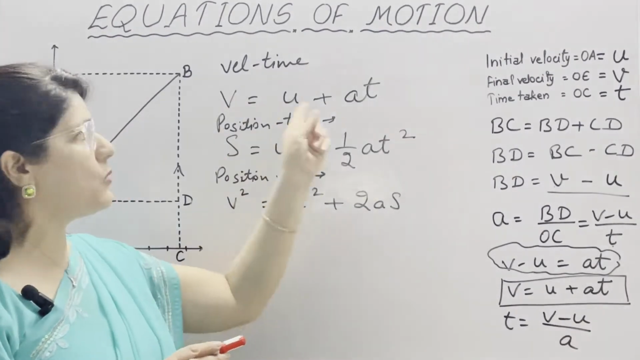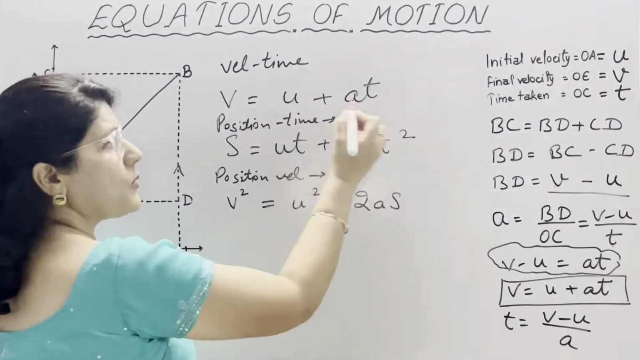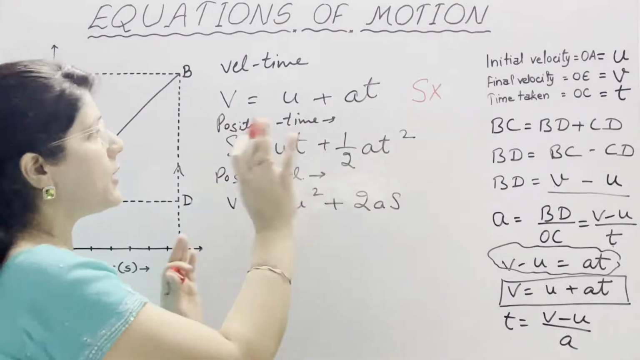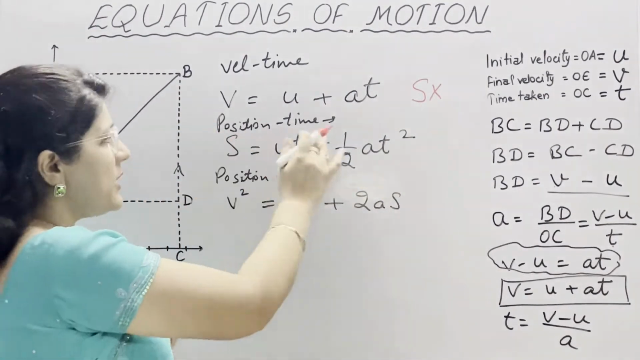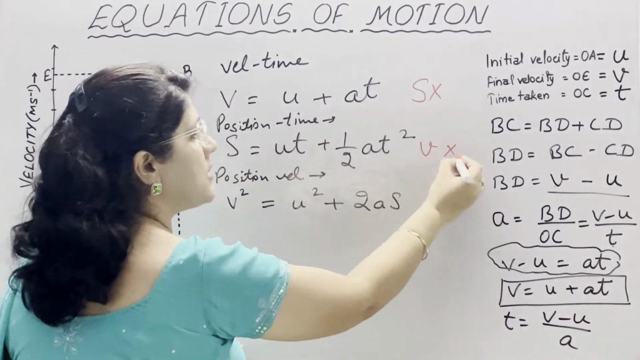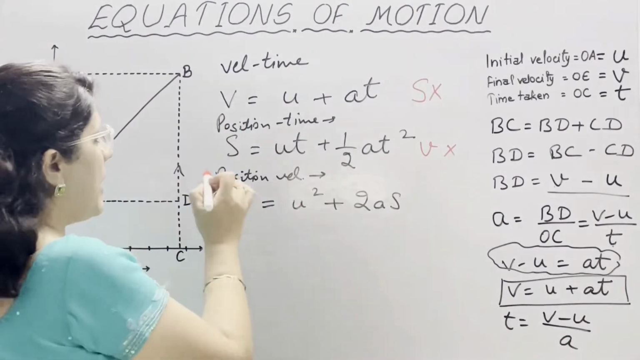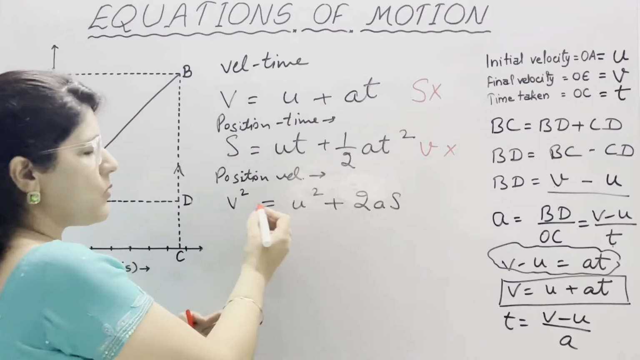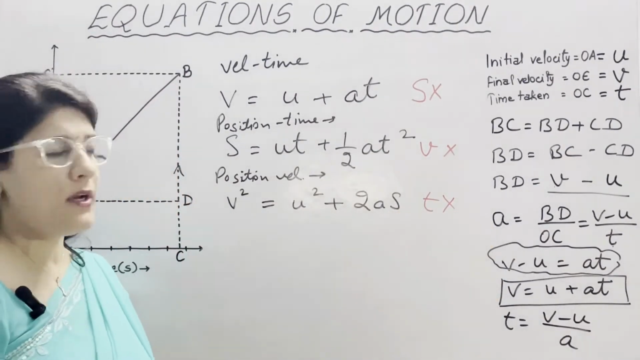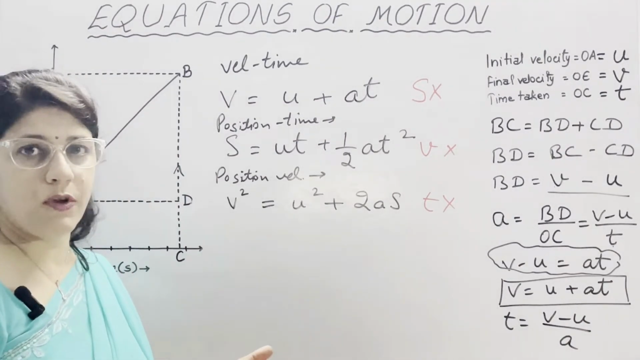First equation, v is equal to u plus at, is the velocity time relation. When distance is neither given nor asked in the question, directly use this first equation. Position time relation is s is equal to ut plus half at square. When final velocity is neither given nor asked in the question, directly use this second equation. And position velocity relation, v square is equal to u square plus 2as. When time is neither given nor asked in the question, directly use this third equation. So you will never make any mistake while calculating your numericals.